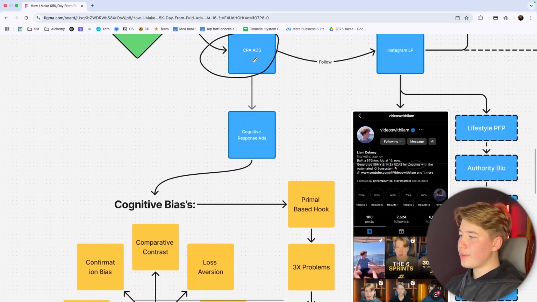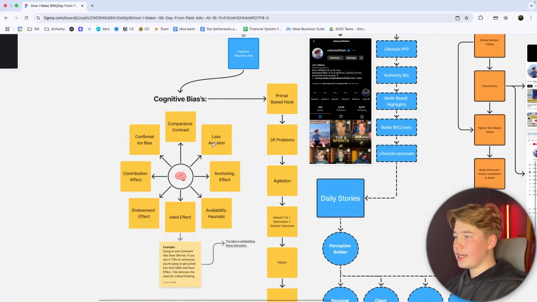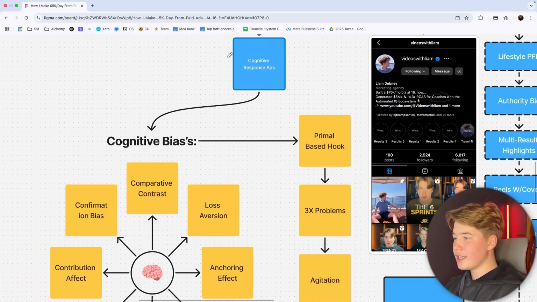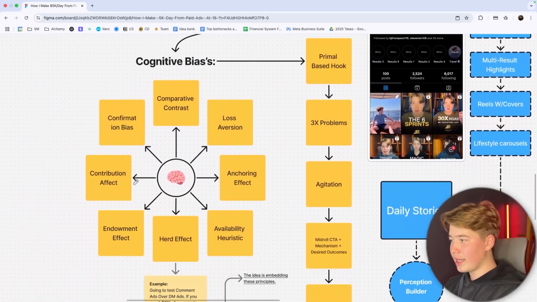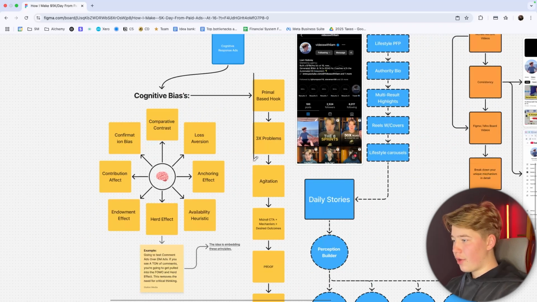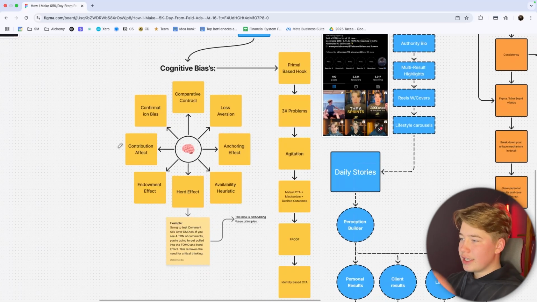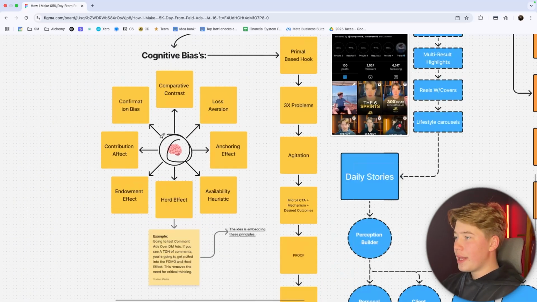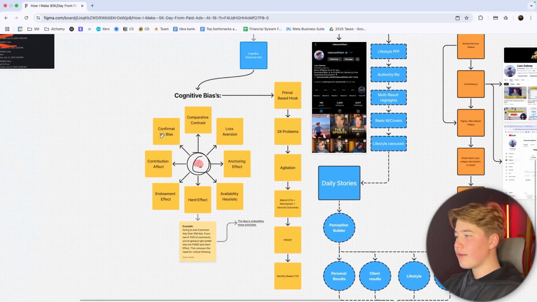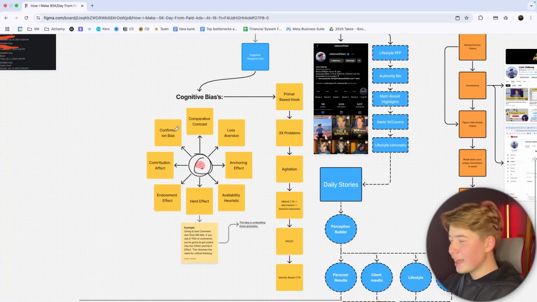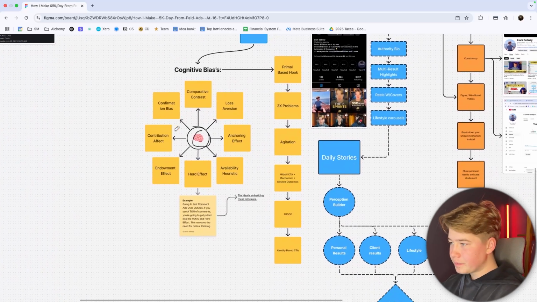The first step is understanding cognitive biases. A cognitive response ad uses these cognitive biases inside an ad framework to make people respond in a way that is ideal for us. The reason that's important is that these cognitive biases mean we can shortcut decisions inside the brains of the people viewing the ads, which means we can get results at a much lower cost. We can get highly qualified leads and we can get a ton of them really quickly.